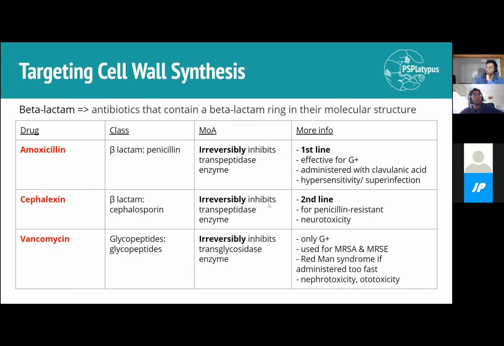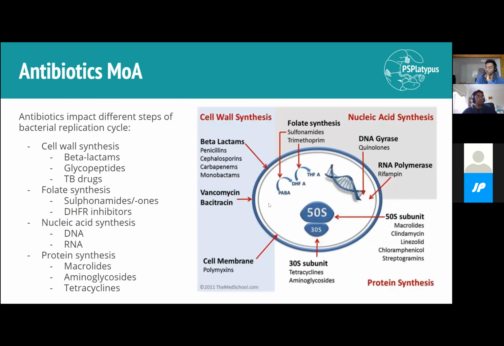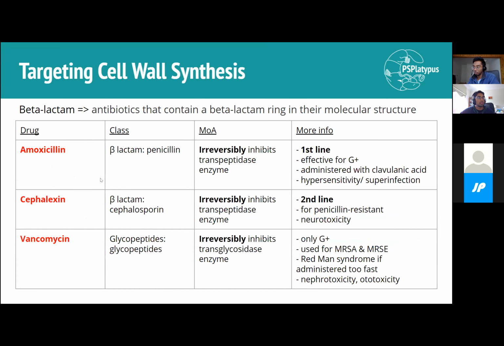Okay, going to cell wall synthesis. Targeting cell wall synthesis, we have beta-lactams, glycopeptides, and tuberculosis drugs. TB drugs overlap with other stuff, but the cell wall of tuberculosis is pretty unique, and that's something that you need to know. When we say beta-lactam, we call it that simply because the antibiotic has a beta-lactam ring in the molecular structure. So it's just a structural thing, right?